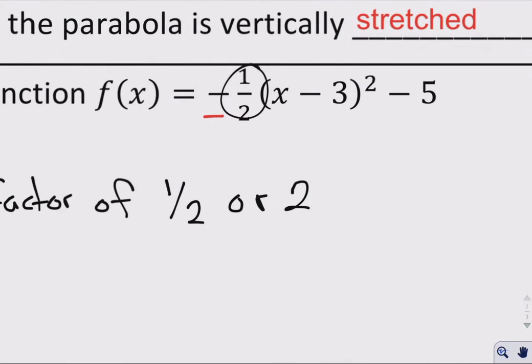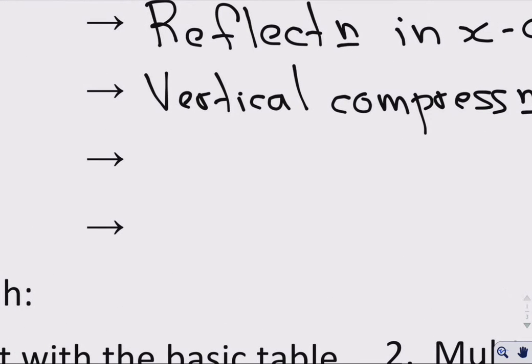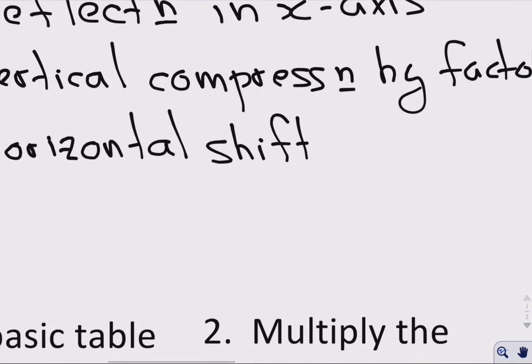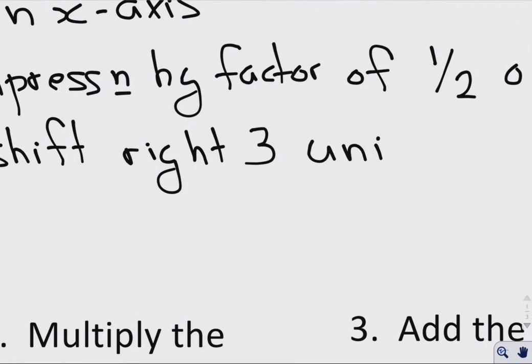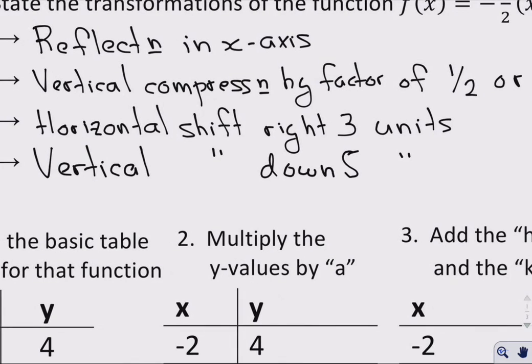The last two things we have going on here, well, this is from previous lesson. We have a horizontal shift to the right 3 units and a vertical shift down 5 units. So let's write that over here. Horizontal shift. That is right 3 units. And we have a vertical shift down 5 units. There we go.